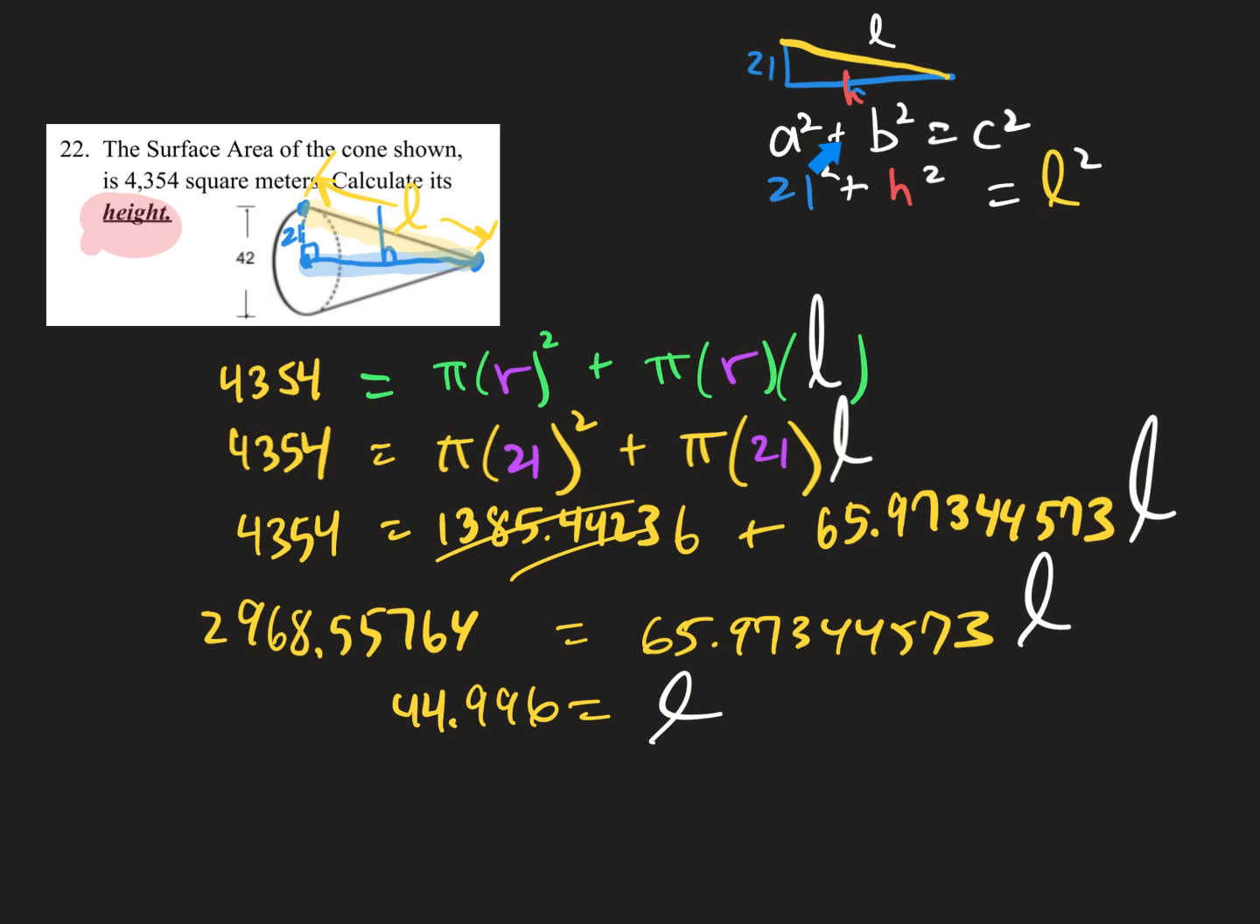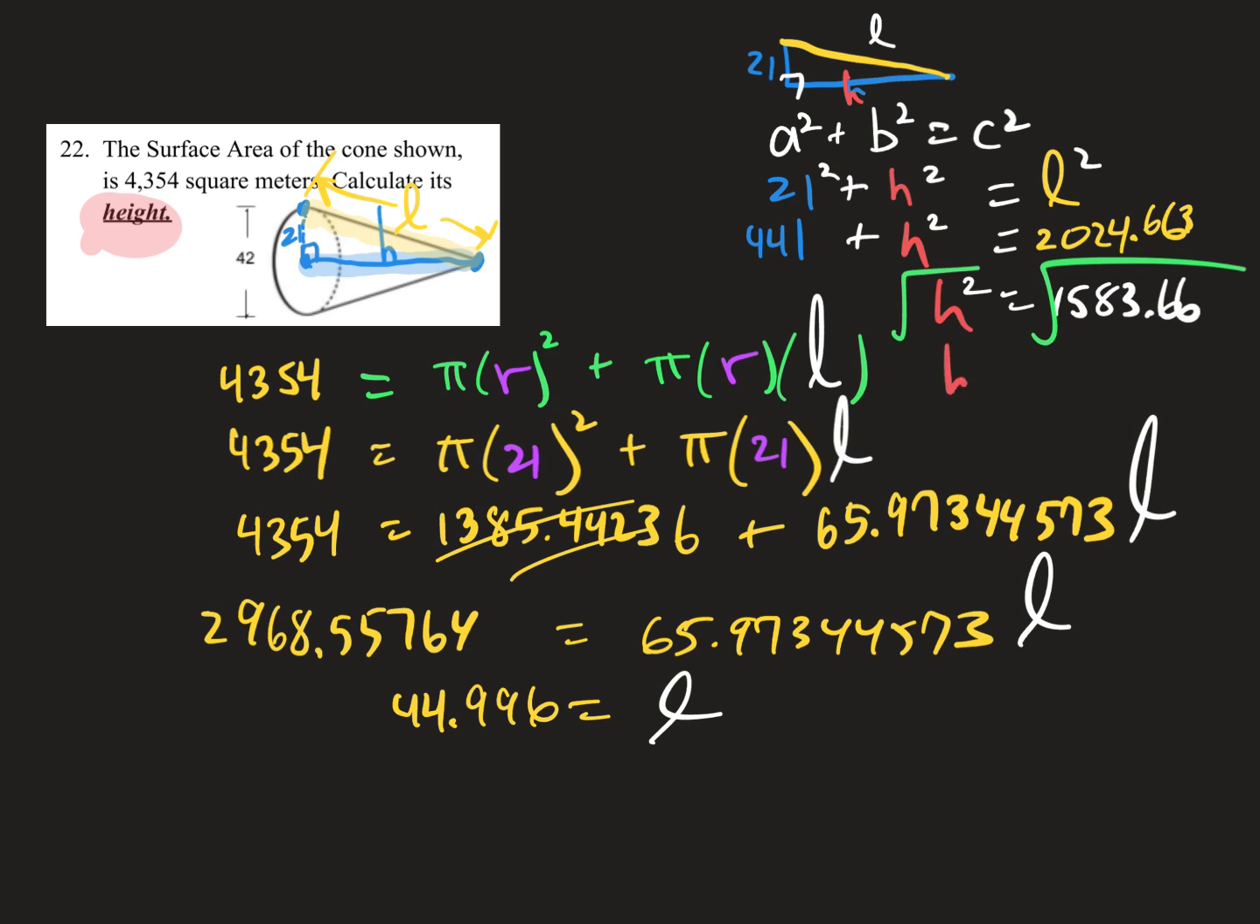Now that we know the slant height, we can find the height using the right triangle and the Pythagorean theorem. Leg squared plus leg squared equals hypotenuse squared. Slant height, which is the hypotenuse of this right triangle, is 44.996. Let's substitute it in, and we'll find h. All right, so 44.996 squared gives us this, and we'll subtract the blue 441 from both sides. And the last step to find the height, h, is to take the square root of both sides. And when we do that, we'll know that the height is approximately the square root of 1583, which is about 39.8.